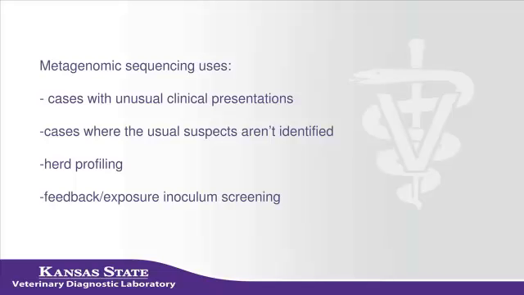We do this for herd profiling, and also looking at feedback. A lot of people expose herds to PED, and they're feeding back PED positive material. But the question is, what else is in there? Or if we're doing serum exposure of PRRS virus, what else are we injecting into pigs besides PRRS? So we do a lot of that testing too.